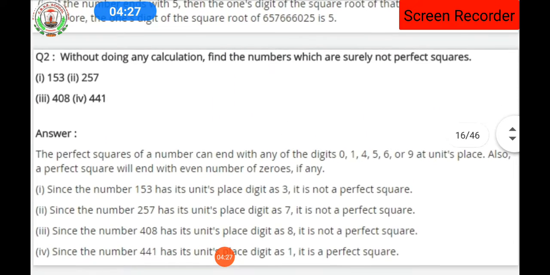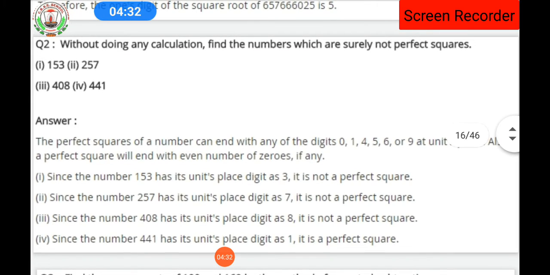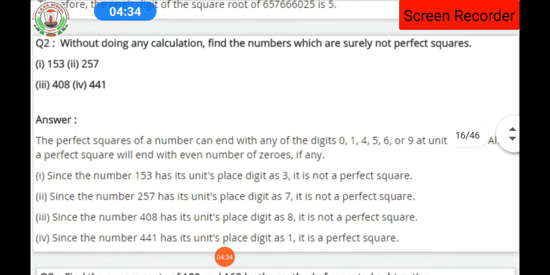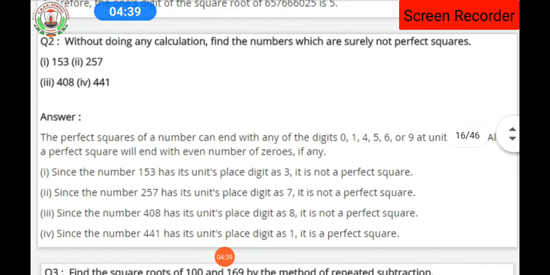Clear? In the next question we are having: without doing any calculation, find the numbers which are surely not perfect squares. That means here you have to find such numbers which are not perfect squares. So dear students, here we are having the numbers 153, 257, 408, 441. The perfect square numbers can end with certain digits, as I had already given you the definition.